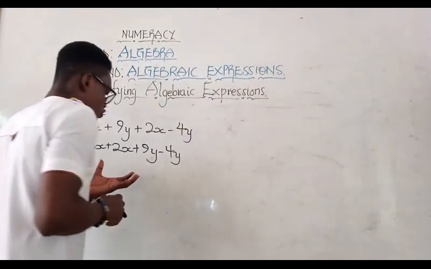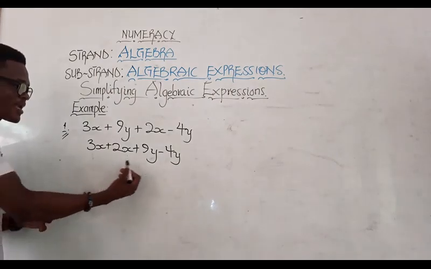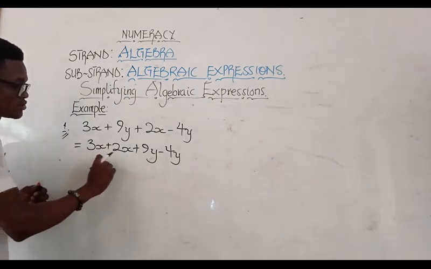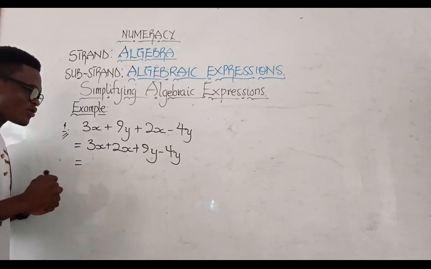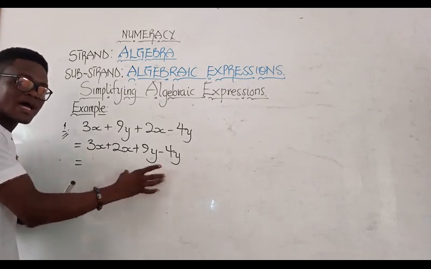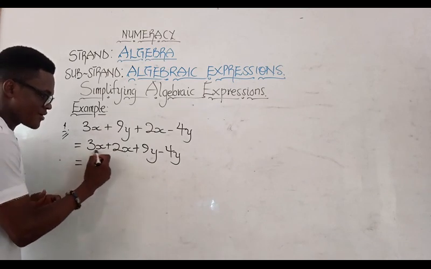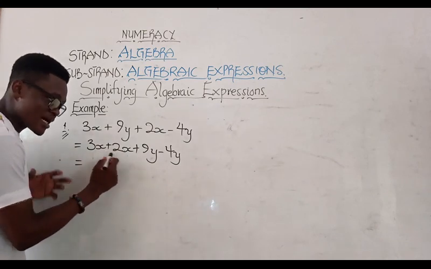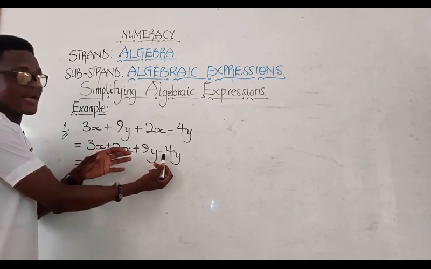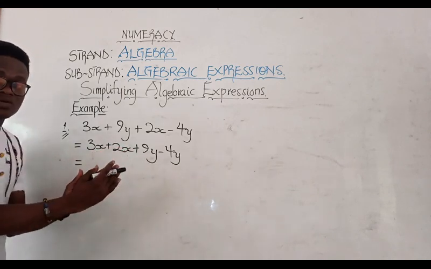So we've been able to group like terms. So our first group like terms. From there we can easily add and subtract. Why? Because we have terms that look alike. We have 3x plus 2x. You can add. We have 9y minus 4y. You can easily subtract. Okay.